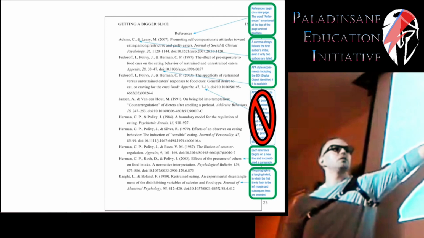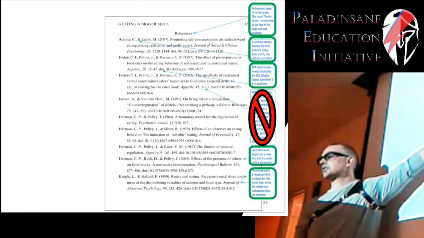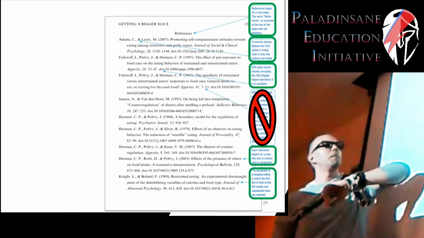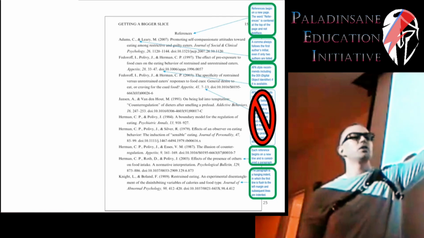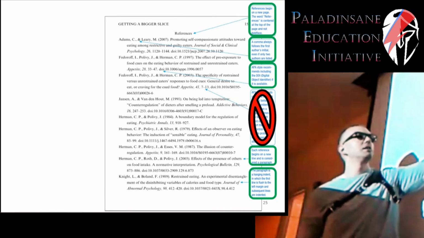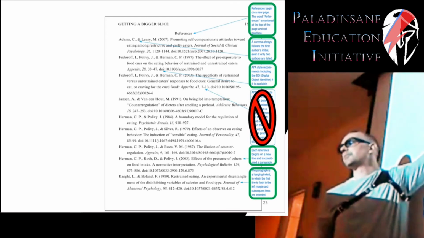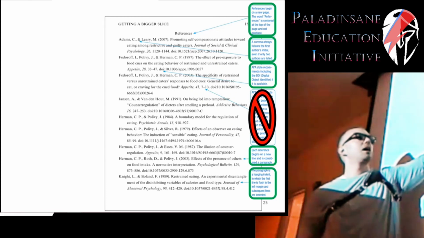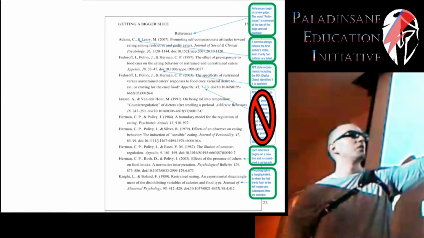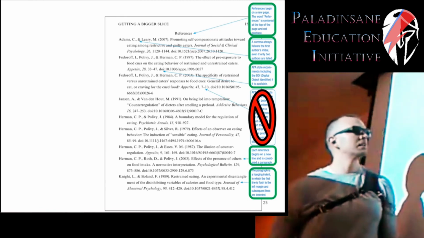Second thing is the title of your journal is in italics. That's APA style. Make sure that you have that in italics for your journal titles. Your title of your article is not in italics, just written in regular font. But this is the important one. It's in paragraph form. So it is starting with a capital and then nothing else is capitalized. So a boundary model for the regulation of eating, nothing else in here is capitalized.